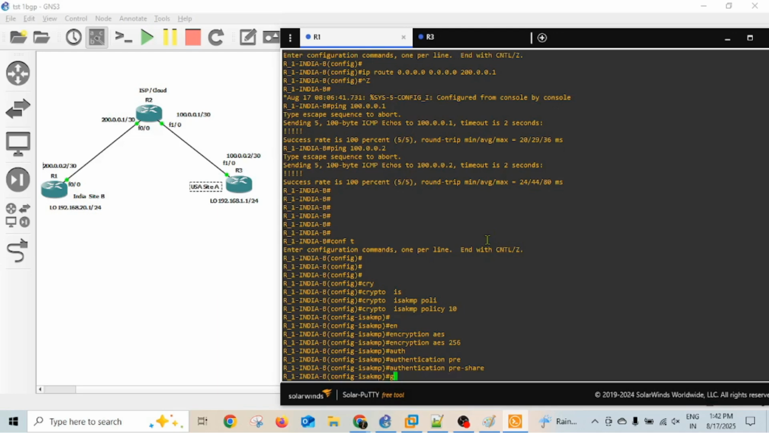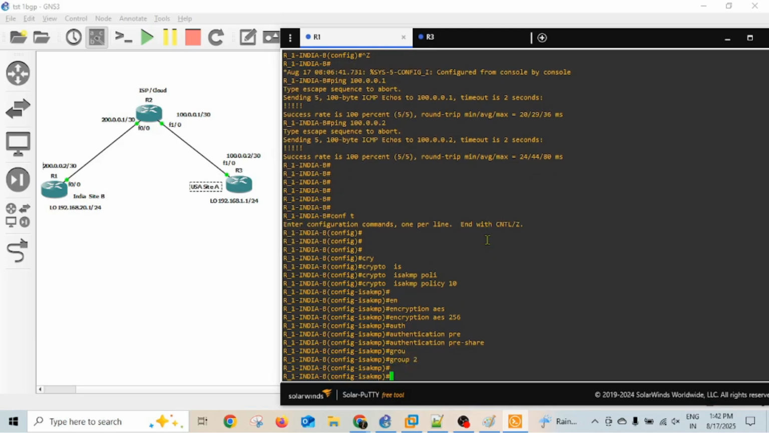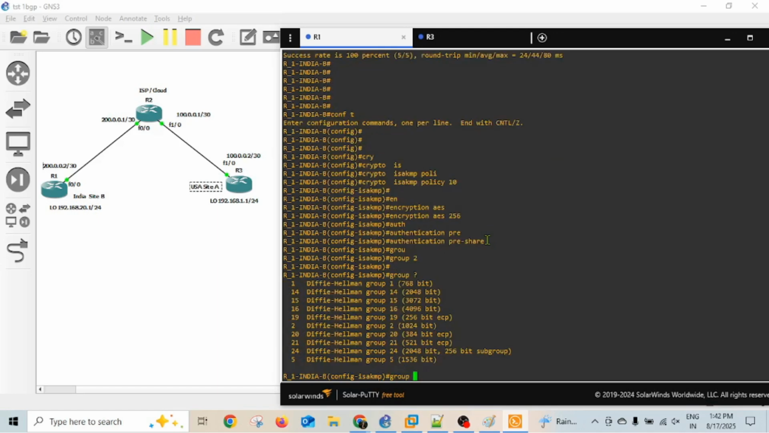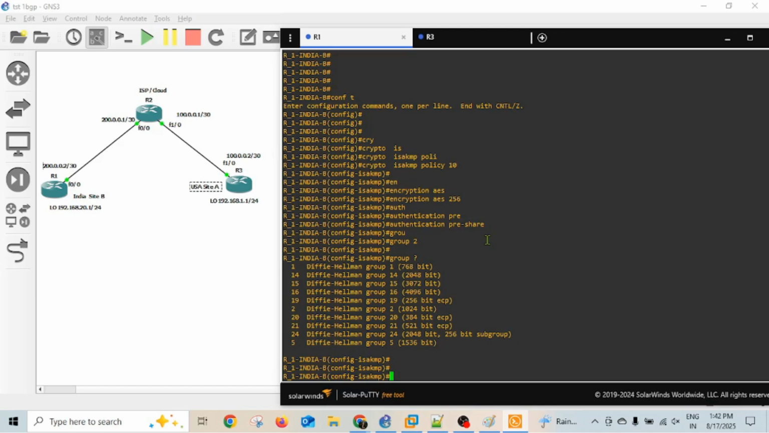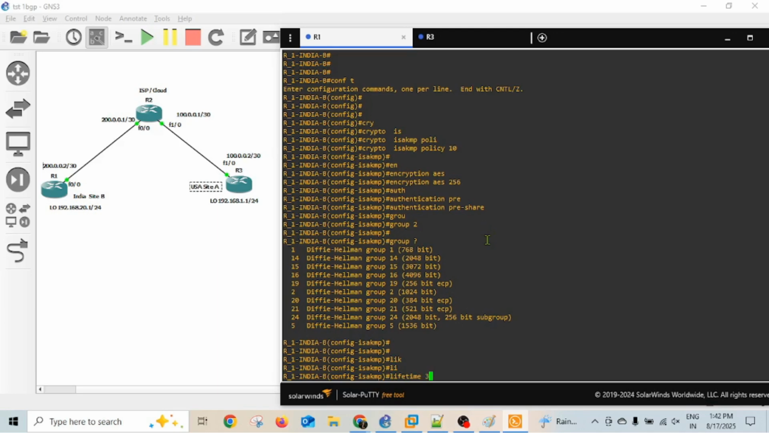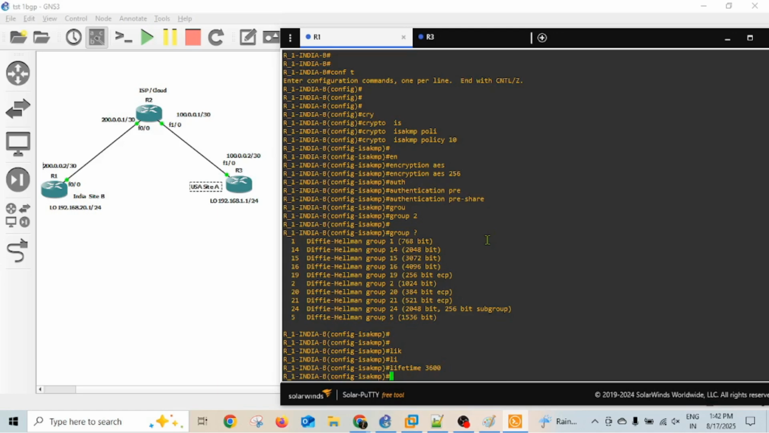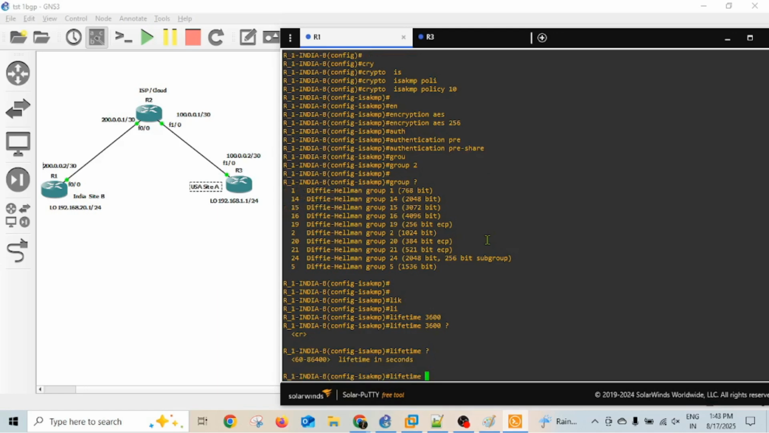And one more thing we need to define is a group. So I have defined group 2. You can see that there is a group range also available. So you can configure accordingly. So group 2, lifetime I will set 300, 300 seconds. You can see there is a range also, from 60 seconds to 86,400.